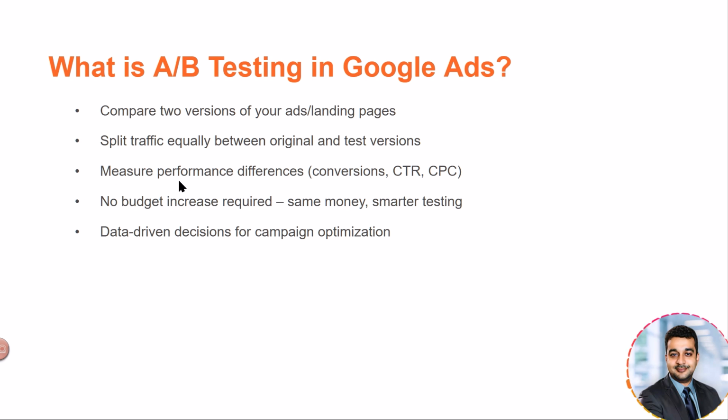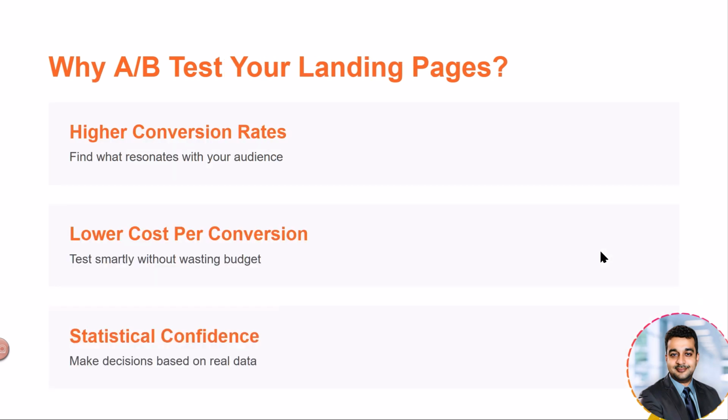The third thing is that you can measure performance differences, like different conversion metrics, CTR, CPC. All these metrics you can test for both the copies. And the fourth benefit is that there is no budget increase required. So using the same money, you can do smarter testing. And lastly, it provides you some data-driven decisions for campaign optimization.